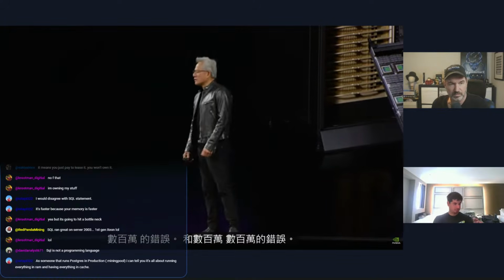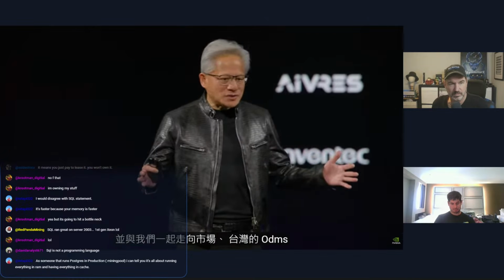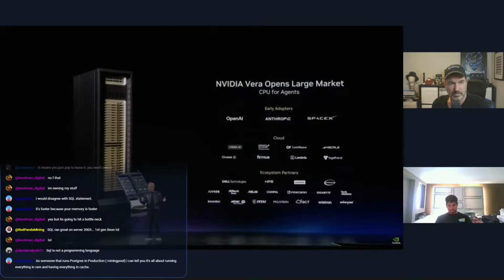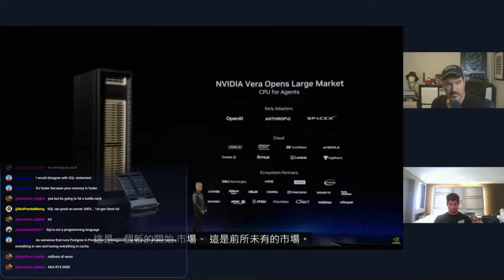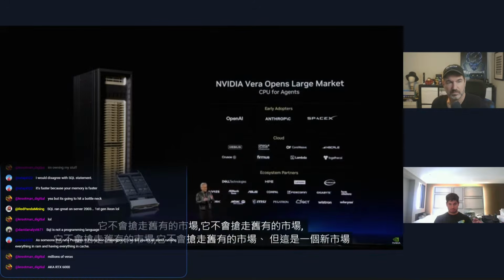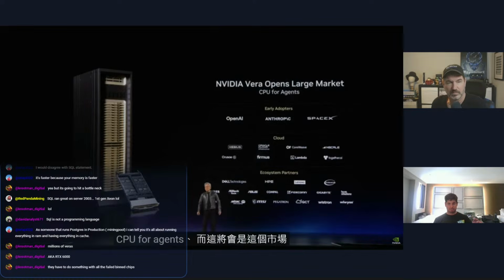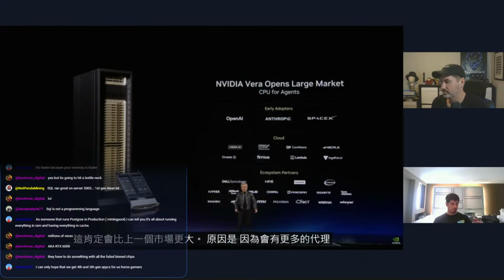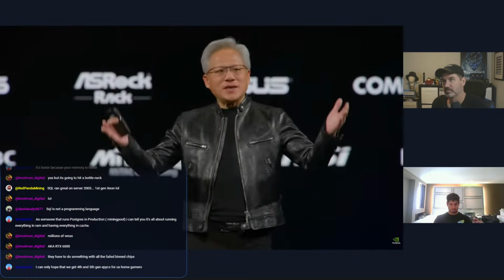And to go to market with us, Taiwan's ODMs and computer makers, all the OEMs, and you could see the early adopters. The early adopters are the agentic companies. This is the beginning of a new market, a market that never existed before. It's not going to take away from the old markets, but this is a new market. CPU for agents. And this market will surely be larger than the last. And the reason for that is because there'll be a lot more agents than there are people, and the agents are very impatient. So, NVIDIA, Vera, CPU. Thank you.